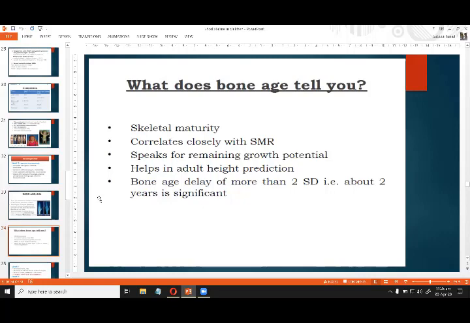If there is a delay of more than two standard deviations, that is more than 2 years, it is significant. Say a child is 6 years of age, and you ask for the bone age, and it comes out to be around 3 years, then it is significant. But if it comes out at around 5 years for a 6-year-old child, then it is not significant.